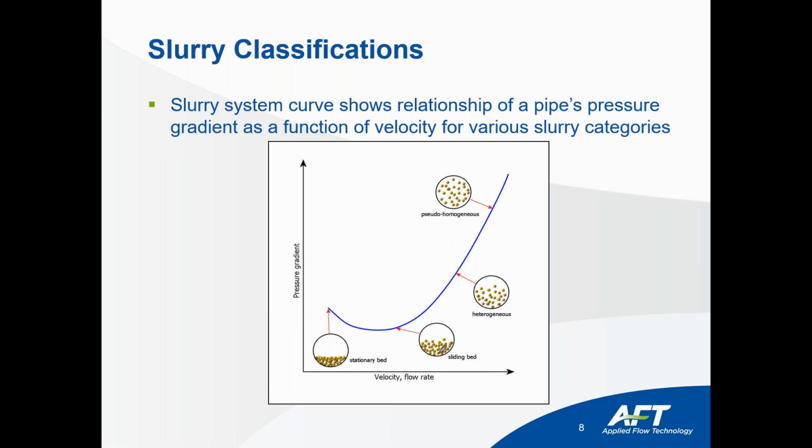This is a very helpful graph that you can actually generate in AFT Fathom with the settling slurry module. And so if you are generating a graph for the slurry system curve in this fashion, you would want to make sure that the velocity or flow rate that you're operating at is to the right of this minimum point right here. And so that will give you an indication of what type of slurry that you're pumping in those cases.